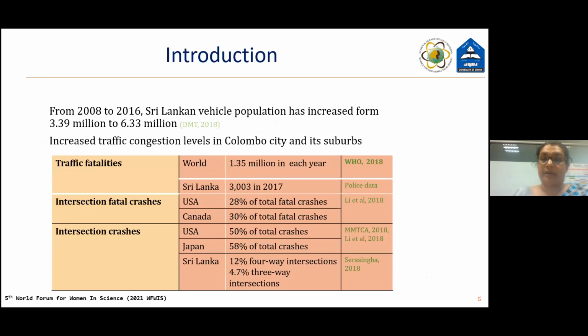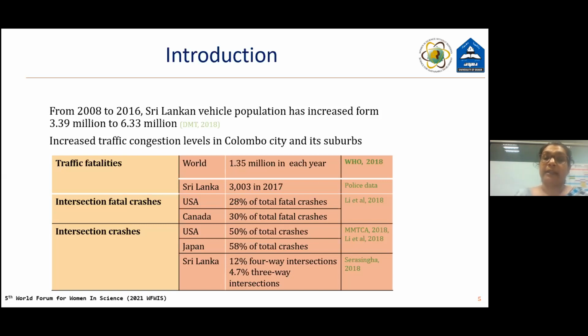Also, traffic safety is much more important in relation to the intersection, because if you look at the intersection-related crashes, the percentage is high. For example, in the world, we could see about 1.3 million crashes occurring each year. In this country, in Sri Lanka, it is about 3,000 each year.